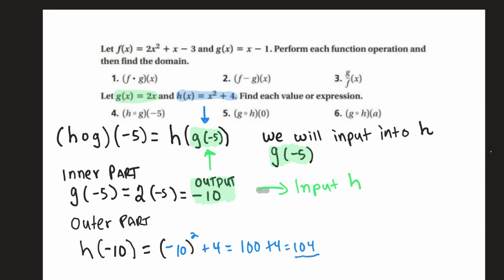So you're saying, okay, are we done? Yes, we are. So what will be h composition of g, right? Of negative 5, what will that be? The final output was 104. Okay.